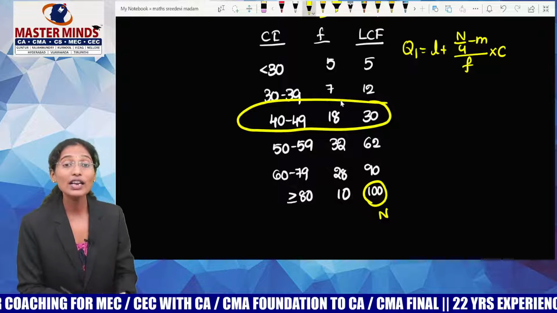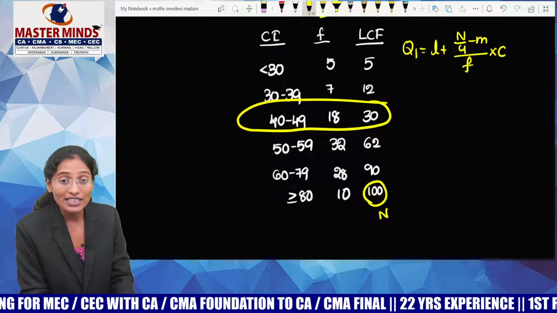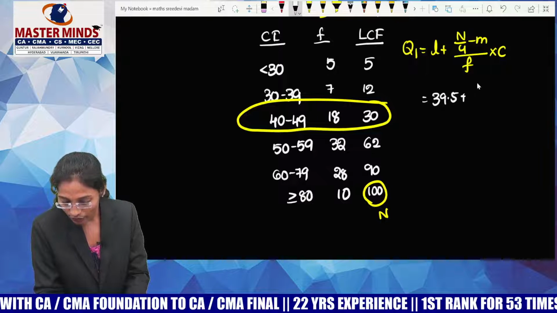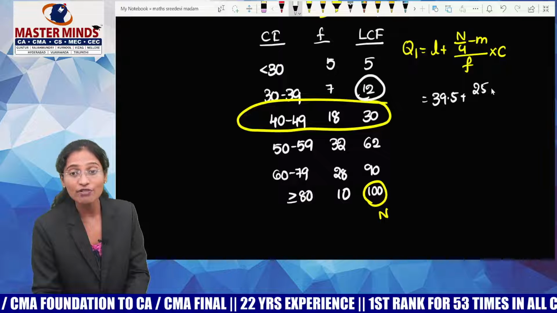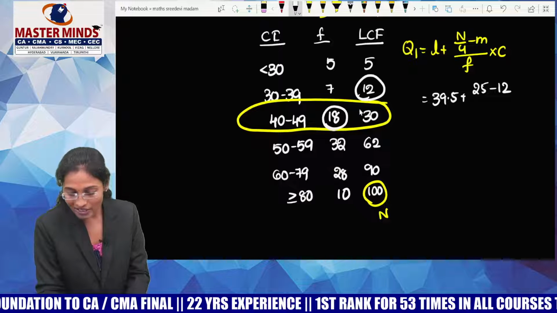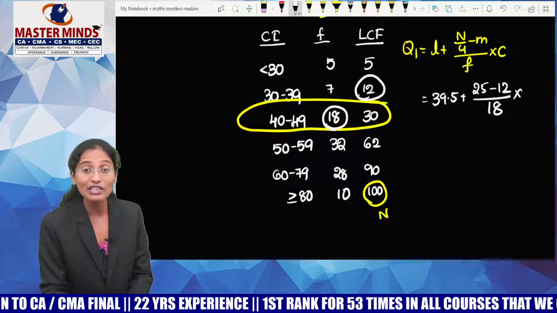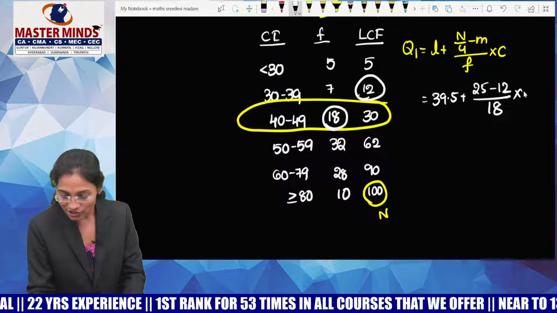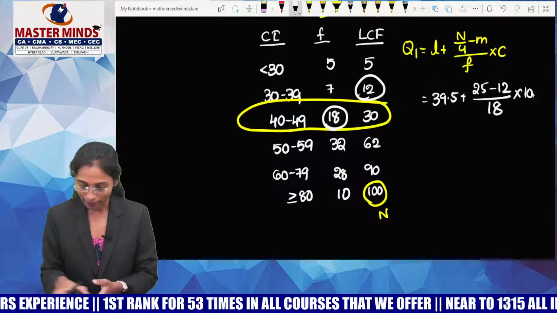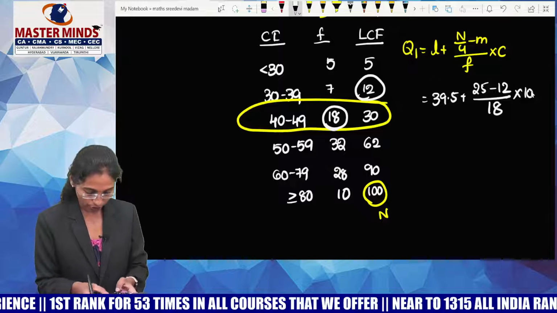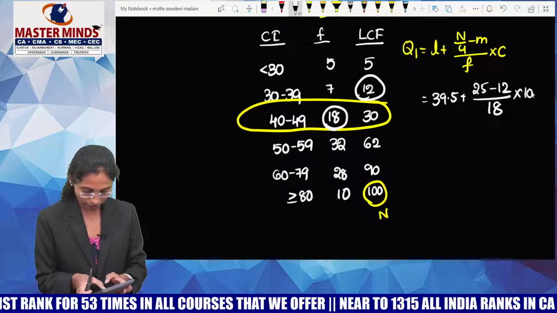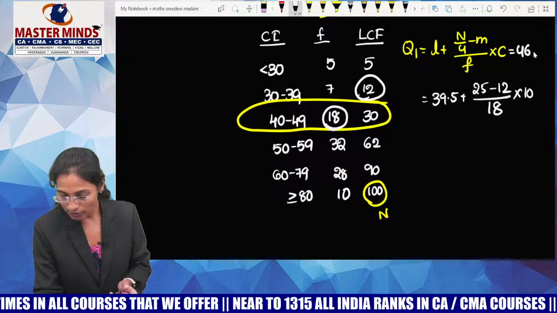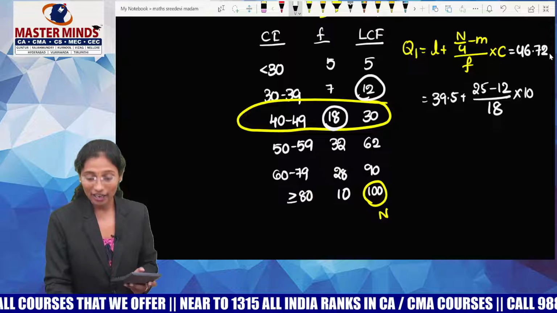Okay. So L is the lower class boundary, guys. What is your lower class boundary? Is it 40 or 39.5? Yes, 39.5. N by 4. What is N by 4? 25. Minus M. M is the cumulative frequency of its preceding class. By F. F is the frequency of this class. Into C. C is the class length of this class. What is the class length of 40 to 49? It's actually 39.5 to 49.5. No, it is 10. Take your calculator. 25 minus 12 into 10 by 18 plus 39.5. And your answer is 46.72. So your first quartile is 46.72.